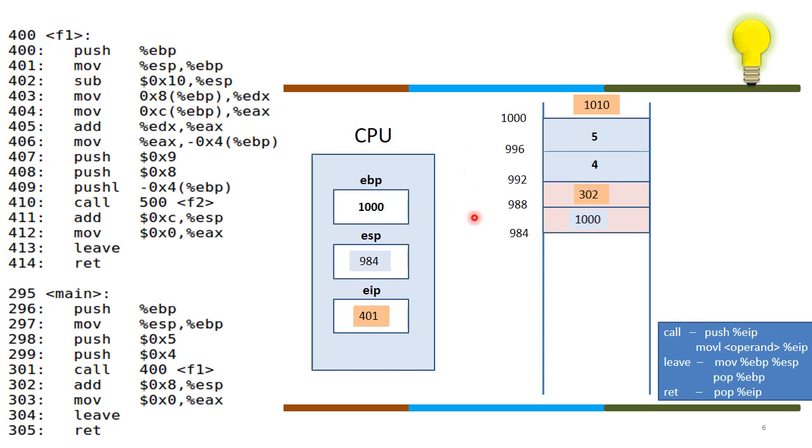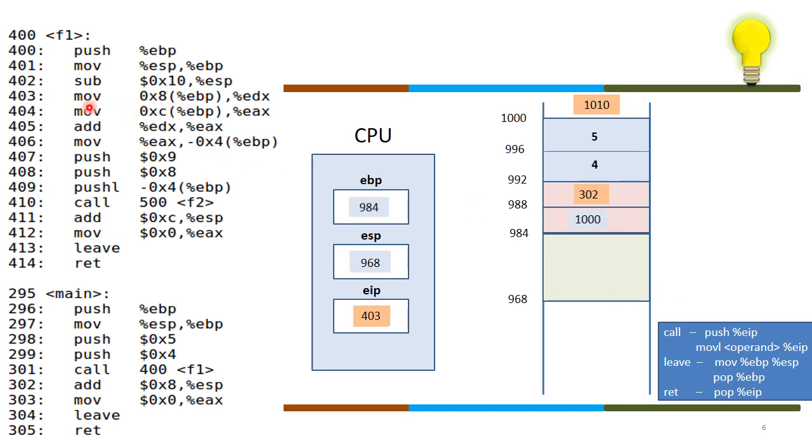Now move ESP to EBP. The current ESP will be the start address of this frame, right? We are moving this to here. So before execution of any instruction, we should see the EIP automatically incremented. Now next is subtract 10 from ESP. 10 is 16, 984 minus 16 is 968. So yes, the stack frame is created here. This will be the new stack frame, right?